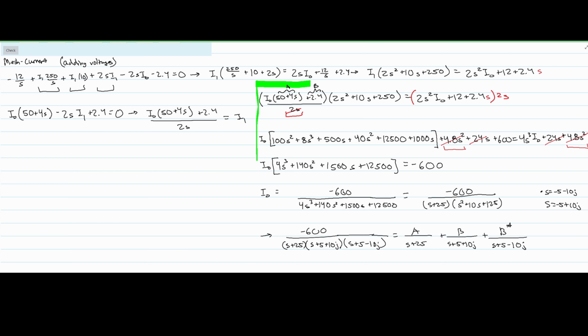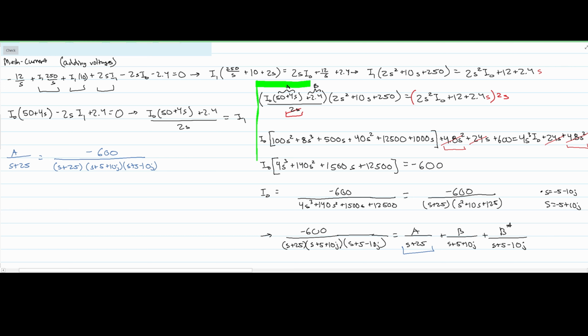Now from here, we can solve for each part. In blue is what I'm going to solve for a. So for a, we are going to be multiplying both sides, and it's easier if we write this out first. So if we write this out, it's going to be a divided by s plus 25, and this is equal to negative 600 divided by s plus 25, and then we have our imaginary numbers s plus 5 plus 10j, and then s plus 5 minus 10j.